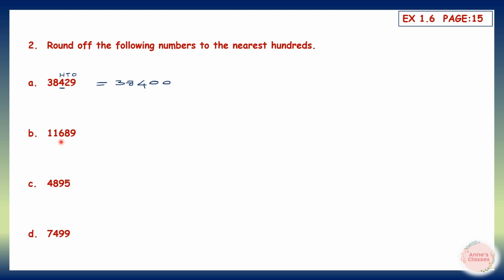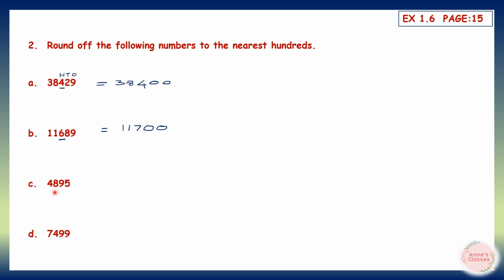Next number, in the hundreds place, what do we have? Ones, tens, hundreds. In the hundreds place, we have 6. So let's underline 6. And look at the digit to the right of 6. It is 8. It's more than 5. If it is more than 5, then what you have underlined will increase by 1. 6 will now become 7. So let's write that. So on the left of 6, 1, 1, then 6 has become 7. On the right of 6, the numbers become zeros. So 11,689 has now become 11,700.